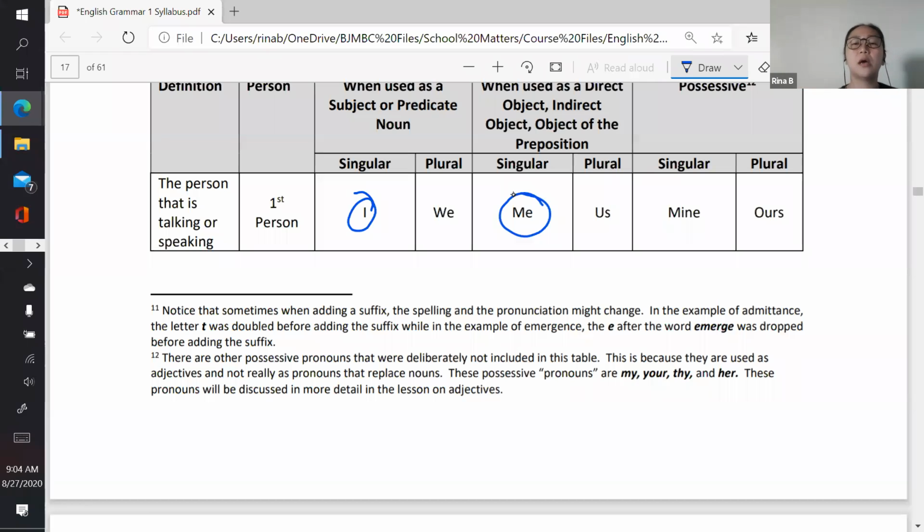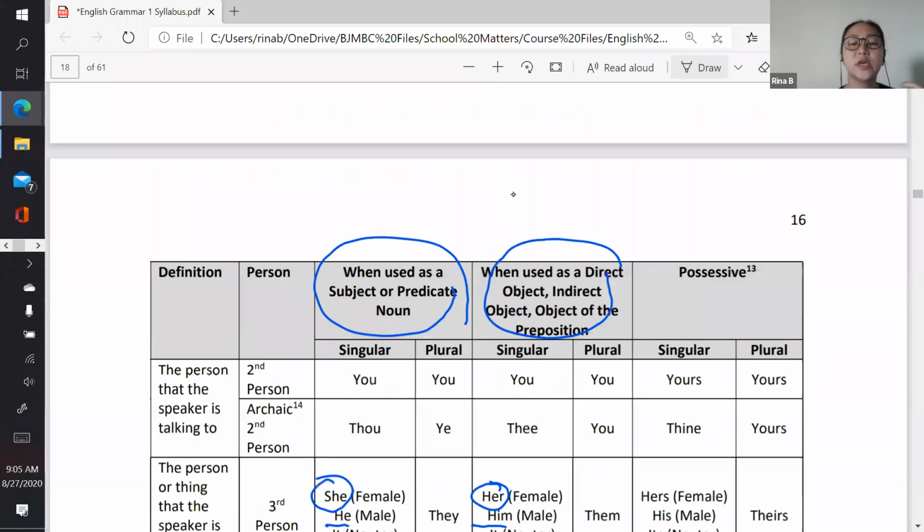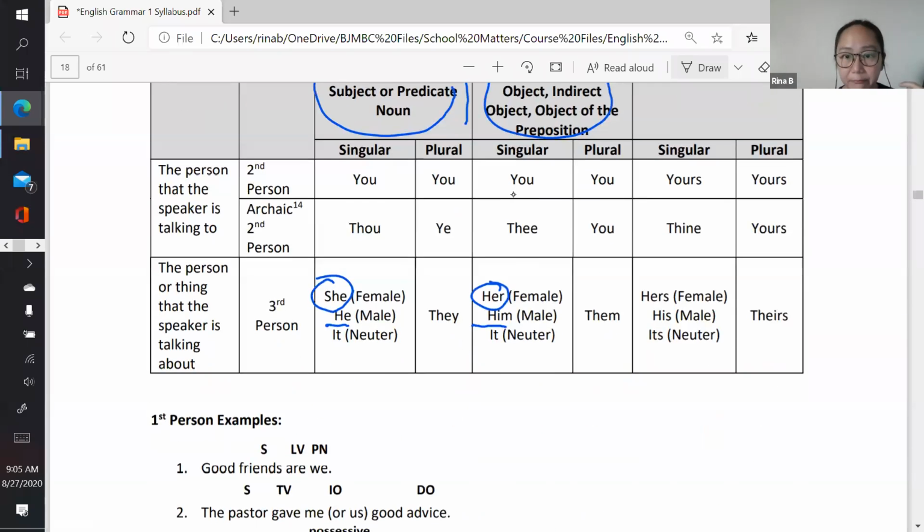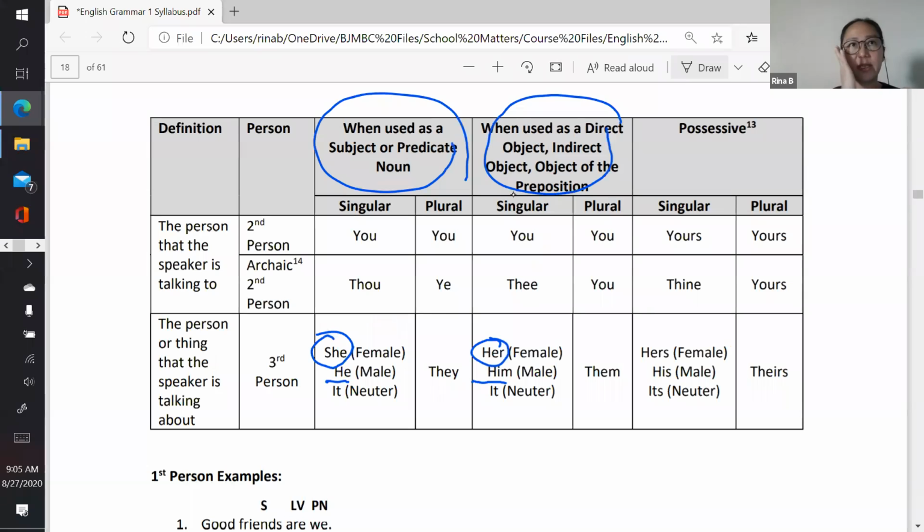The way that you determine which to use is the role that the pronoun plays in the sentence. So if the pronoun is the subject or the predicate noun, then you use the subjective form, I or we. If the pronoun acts as a direct object, indirect object, or object of the preposition in the sentence, then you use me or us, you use her, him, or them. So that's one thing that I emphasized last Tuesday.